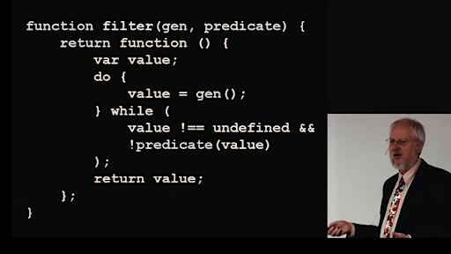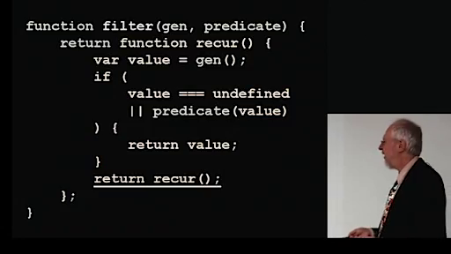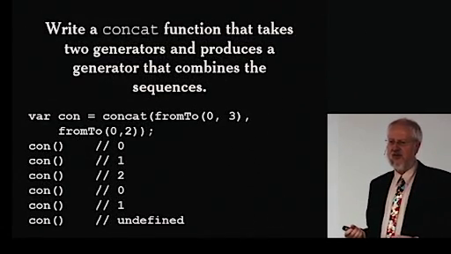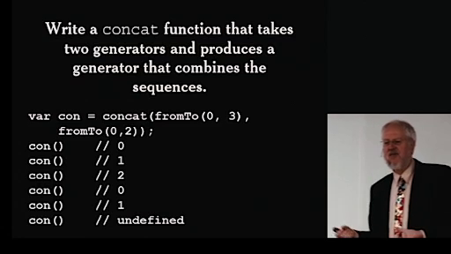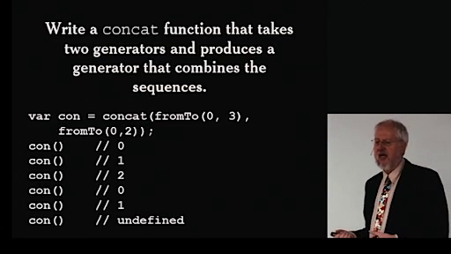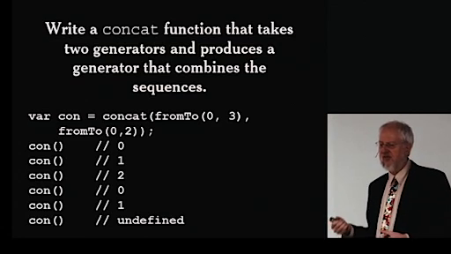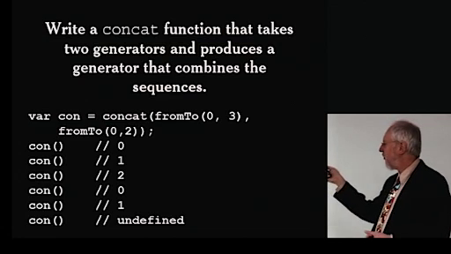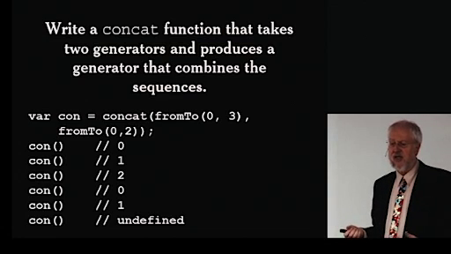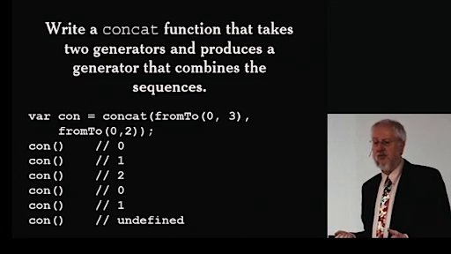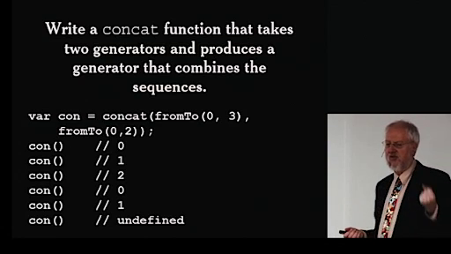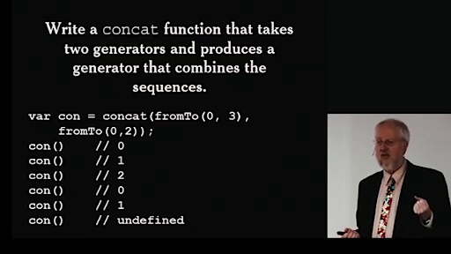Sure, why not? Okay, so let's do one more. This time we're going to concatenate a couple of functions together. Write a concat function that takes 2 generators and produces a generator that combines their sequences. So we're going to call concat and pass it a generator which is from 0 to 3 and from 0 to 2. And that will give us a new generator which will produce the sequence 0, 1, 2, 0, 1, and then undefined.